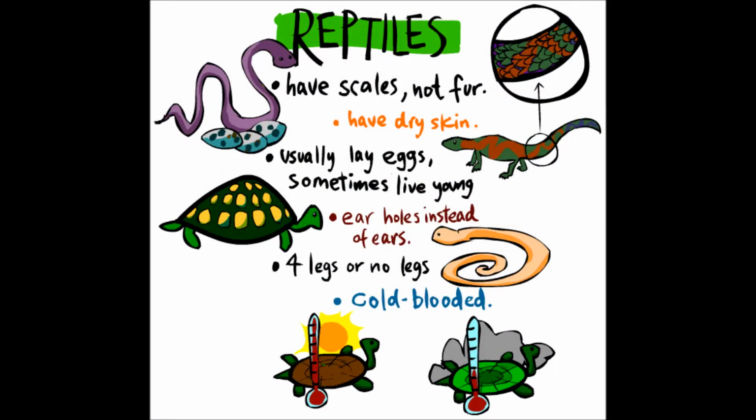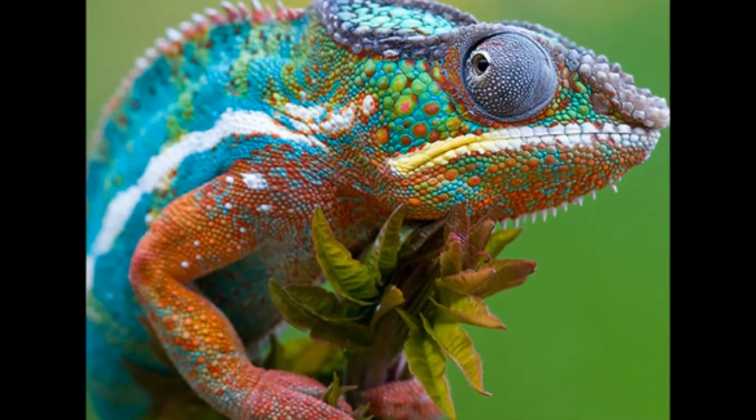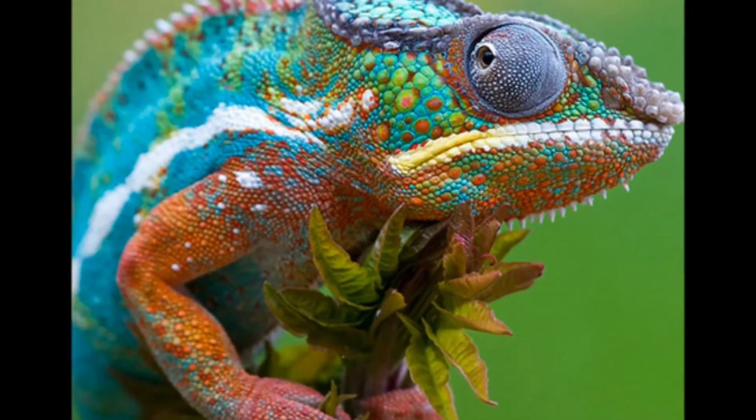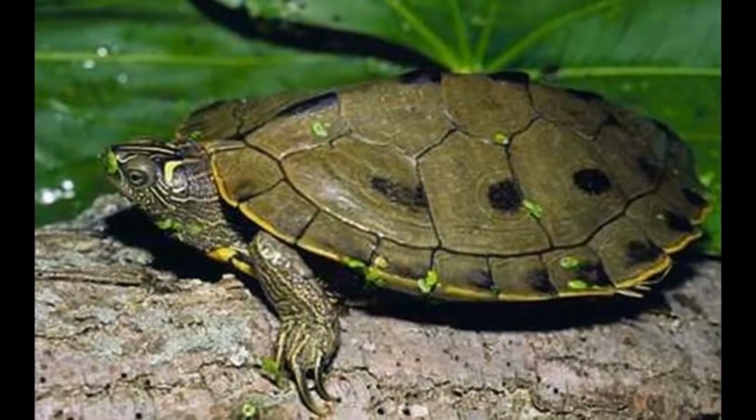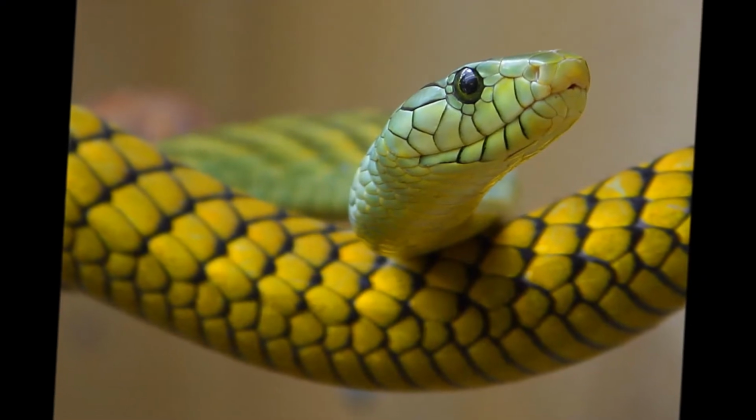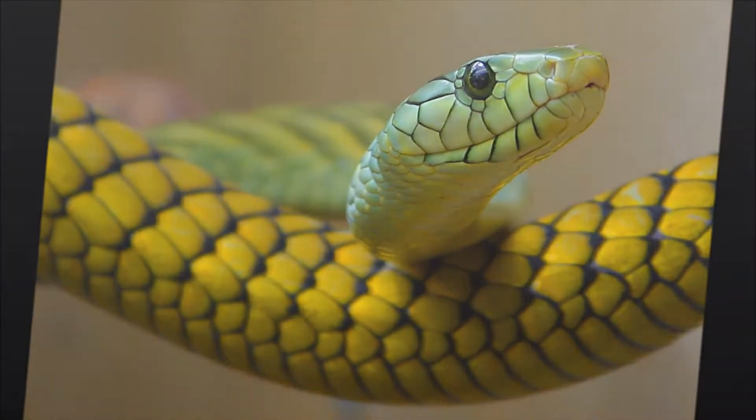Reptiles have scales instead of fur and have very dry skin. They usually lay eggs, but occasionally give birth to live young. Instead of ears, reptiles have ear holes. Reptiles such as the turtle have 4 legs, but others like the snake don't have any.